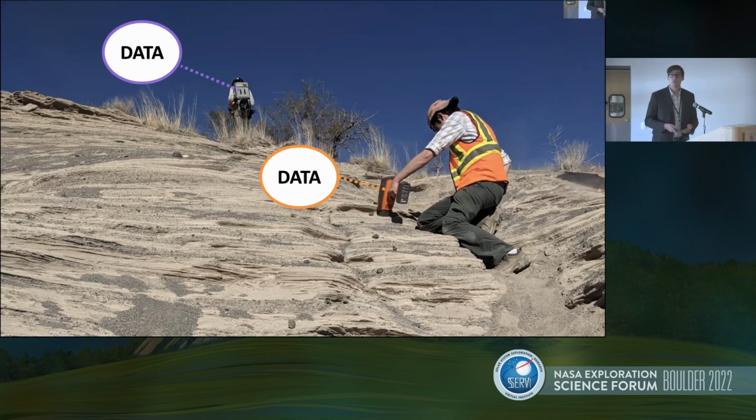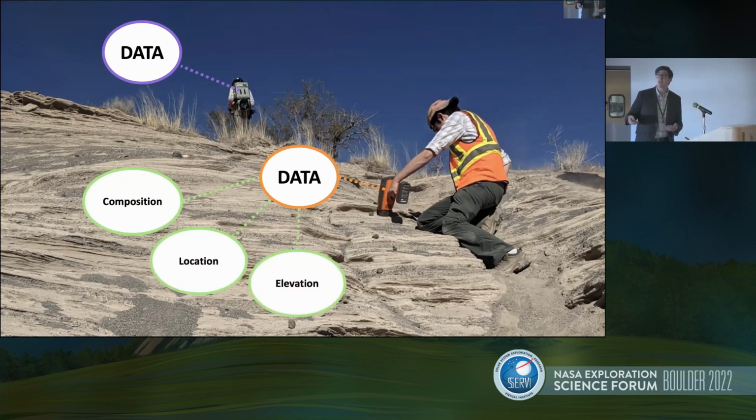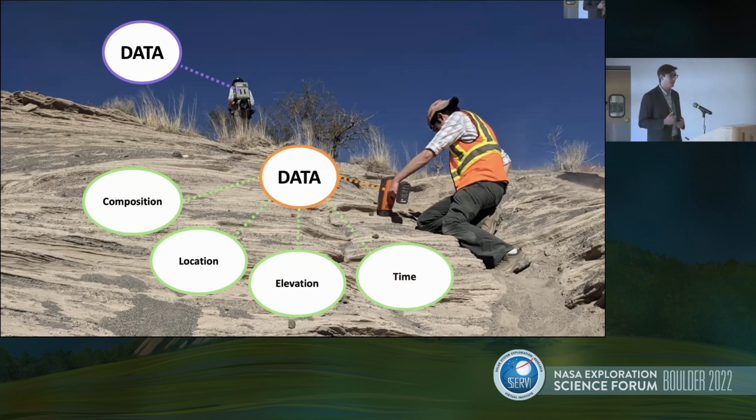And that data isn't just, if you can hit the next like 3 or 4, it's gonna animate a few things. It's not just compositional data, but it can be metadata like the location, the elevation. One more would be the time that that data is collected. And this is all great information that you might want in real time if you're trying to run an analog mission scenario or a real mission scenario.